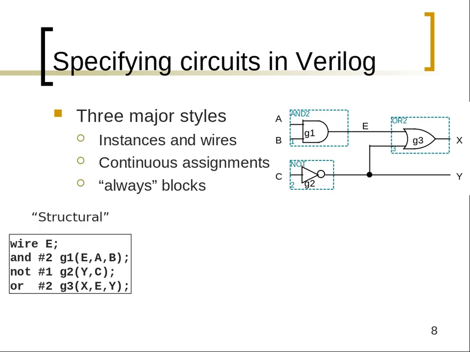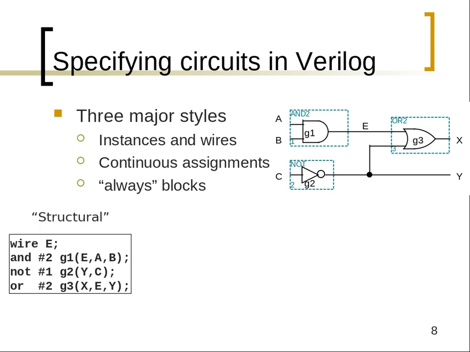So in the structural model, we describe that there's a wire. We create an AND gate, pound 2, that's the gate delay. Hey, look, just like that up there. So pound 2 or hashtag 2. It's on the gate delays, calling it gate 1. So this AND is going to be called gate 1. The output is E, right there. And the two inputs are A and B, which are those two wires.